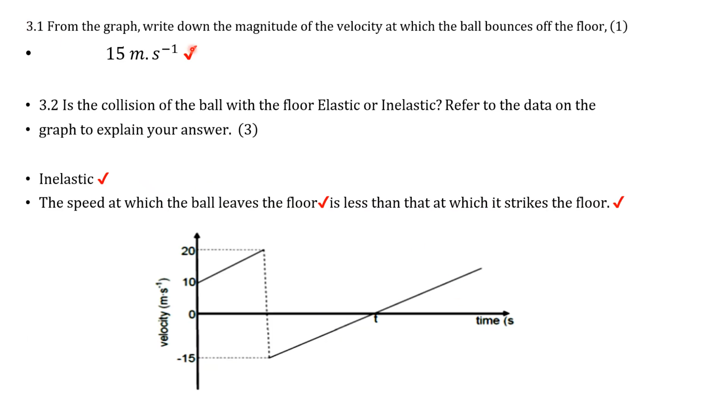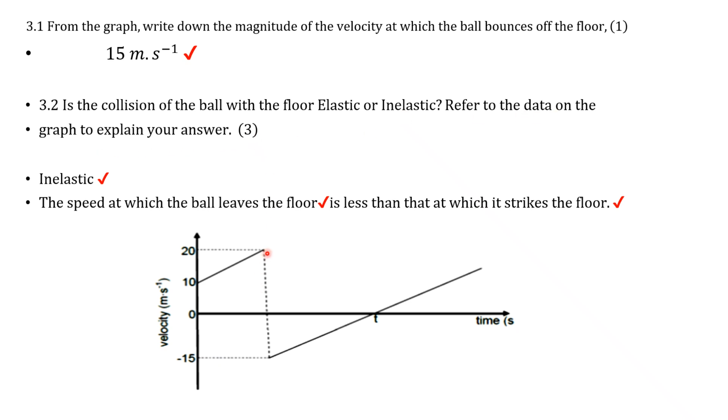Right, so from the graph, write down the magnitude of the velocity at which the ball bounces. So remember, it starts at 10, makes contact with the floor at 20, and when it leaves the floor, it's leaving at negative 15 meters per second. So there it's leaving the floor at 15 meters per second. Is the collision of the ball with the floor elastic or inelastic? Refer to the data on the graph to explain.